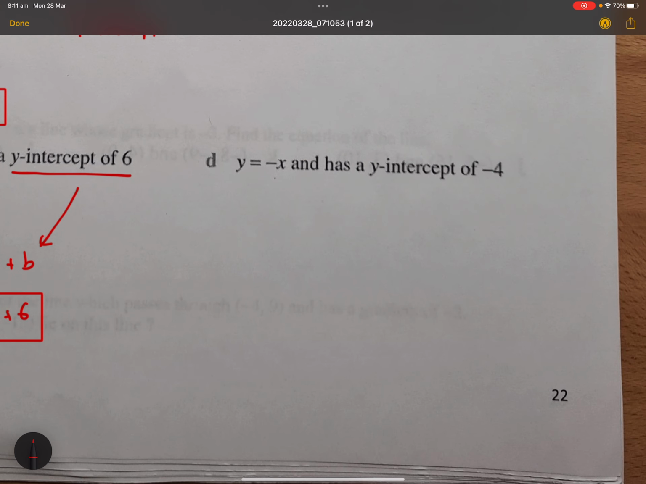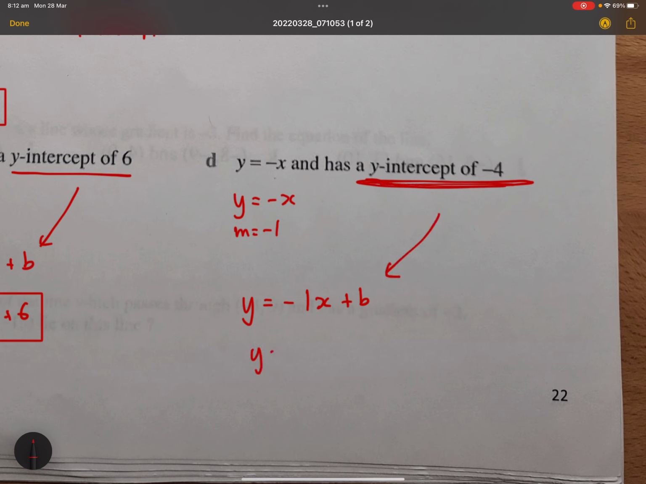That's it. Oh, let's look at D. Now, D, y equals minus x. Now, minus x, we have no y-intercept for this one, and we have a gradient of minus 1. So that means the gradient of this line here is minus 1. Okay. So we want another line that's parallel to this, which means this next line should also have a gradient of minus 1. So let's just write y equals minus 1x plus b. B is your y-intercept, and it's given to us that the y-intercept is minus 4. So b equals minus 4. So y is equal to minus x minus 4, and that's your answer there.